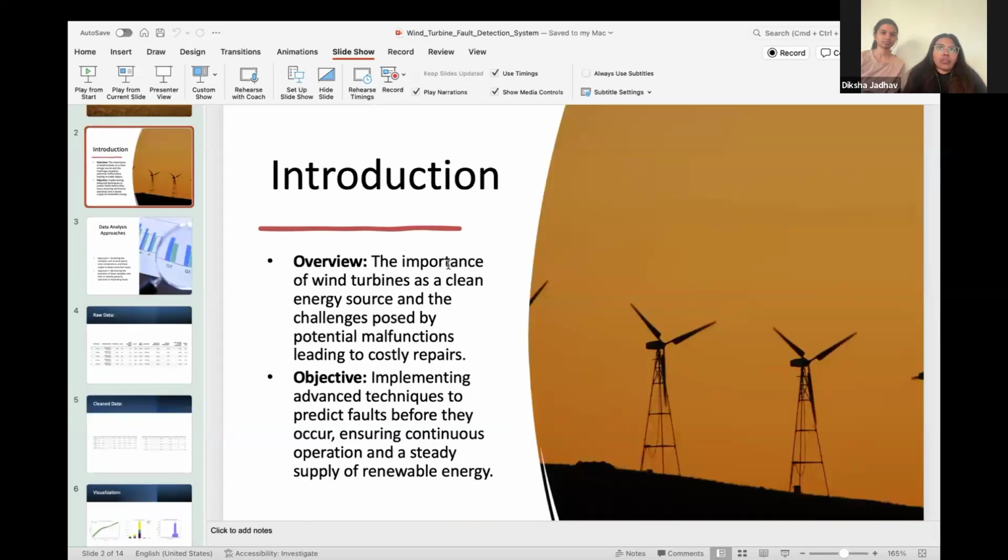Talking more about our project, let's start with the problem statement. Wind turbines, as a clean energy source, play a vital role in combating climate change. However, their operational challenges often lead to unexpected failures. These failures can result in costly repairs, downtime, and disrupted energy supply. Our approach was to address these issues by implementing predictive maintenance strategies, where predictive maintenance involves forecasting failures using data-driven methods, enabling us to perform maintenance proactively rather than reactively.